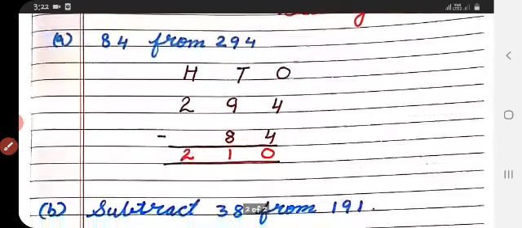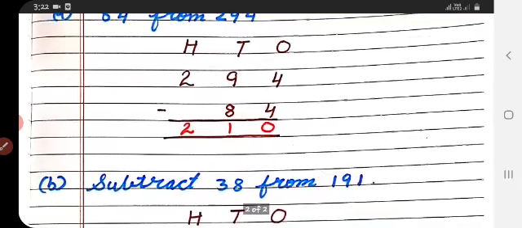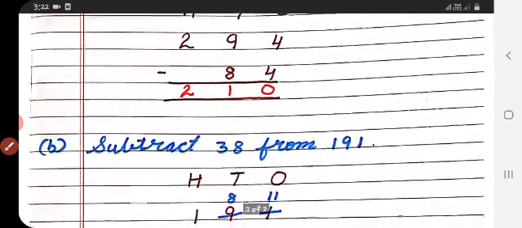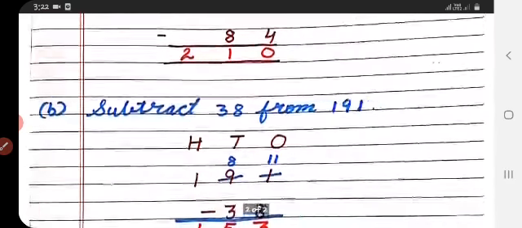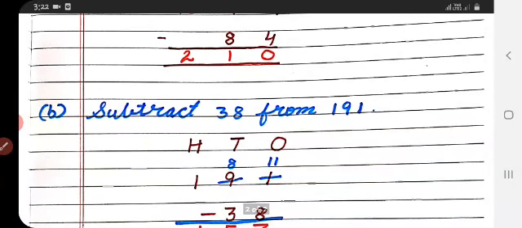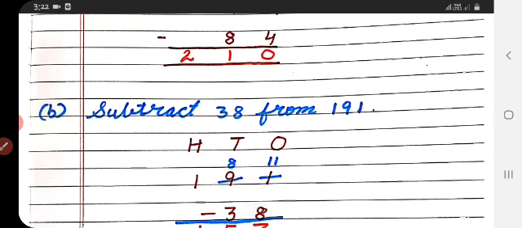Next, subtract 38 from 191. First of all we will write ones, tens, hundreds. Okay, first of all we have written the places. So what will we write now? 191. Cross out. Then we have written 38.